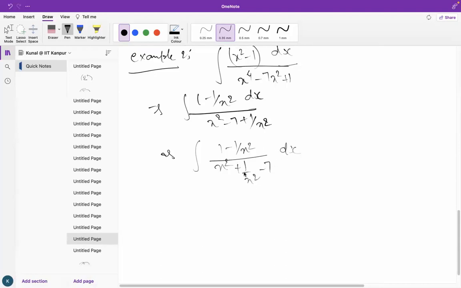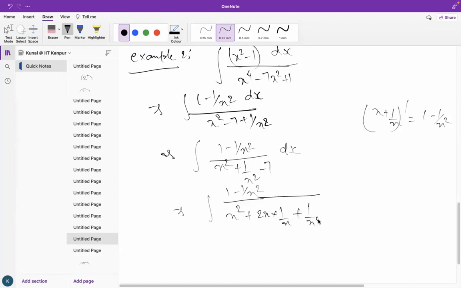Now we know that we have to create its differentiation in the numerator. We know that the differentiation of x plus 1 by x is 1 minus 1 by x square, right? So try to create the perfect square of x plus 1 by x. So what do I have to do? Use the square plus 2ab: just add and subtract 2. So our integrand looks like 1 minus 1 by x square dx over x plus 1 by x whole square minus 3 square.